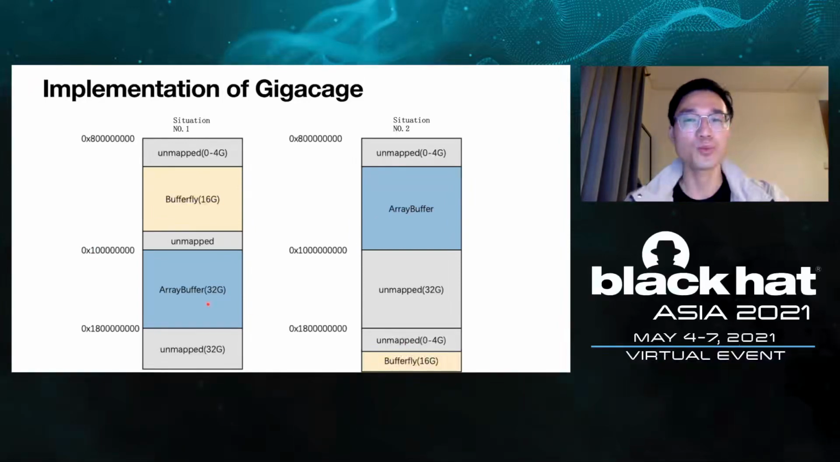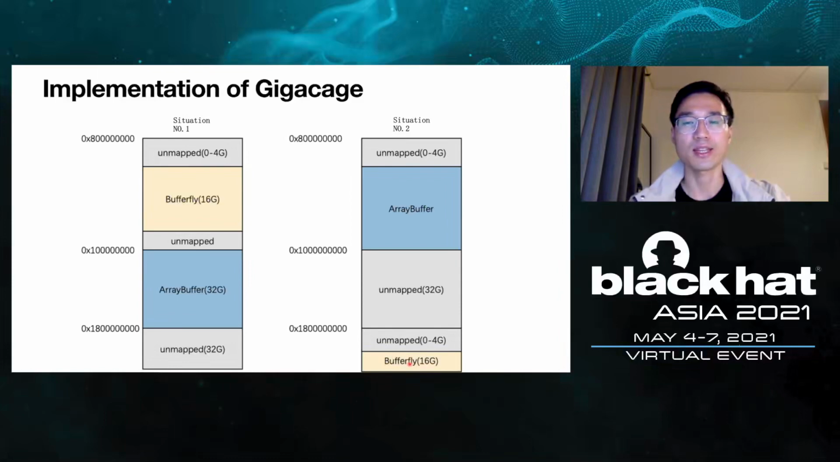I first tried to spray 2 GB of memory and found that my butterfly sometimes sprays between 0x8 followed by 8 zeros to 0x1 followed by 9 zeros, and sometimes sprays between 0x18 followed by 8 zeros to 0x1c followed by 8 zeros. Due to the heap isolation mechanism of Safari, different types of objects are in different heaps. Butterfly is in a heap called GigaCage in Safari.